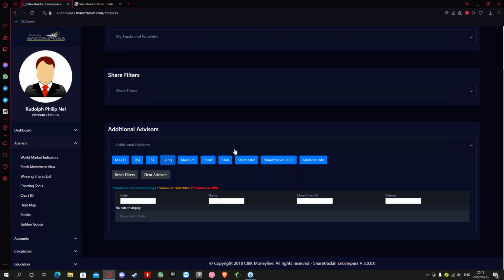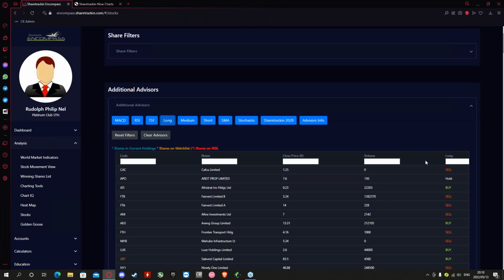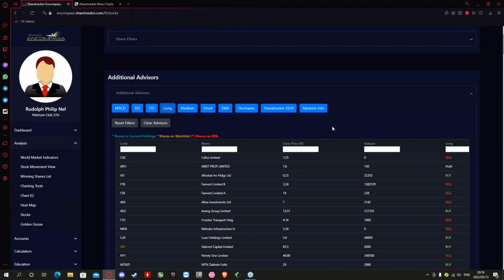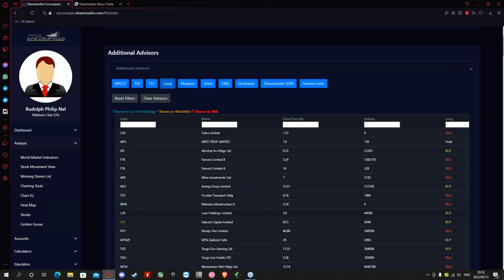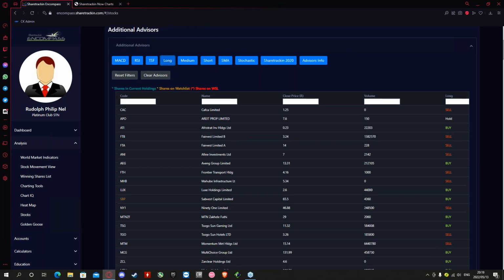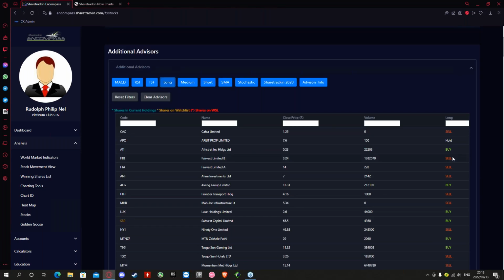We're going to click on long, so then we'll pull in all the shares. The moment you click on long, it's going to pull in each and every share on the list. Doesn't matter if it's a medium or a short or anything. You would be wanting to look at the buying indication. If it gives you a buy, it means that it's a long. If it's a sell, it means that it's not a long. It means that the share is actually going down in the long run.